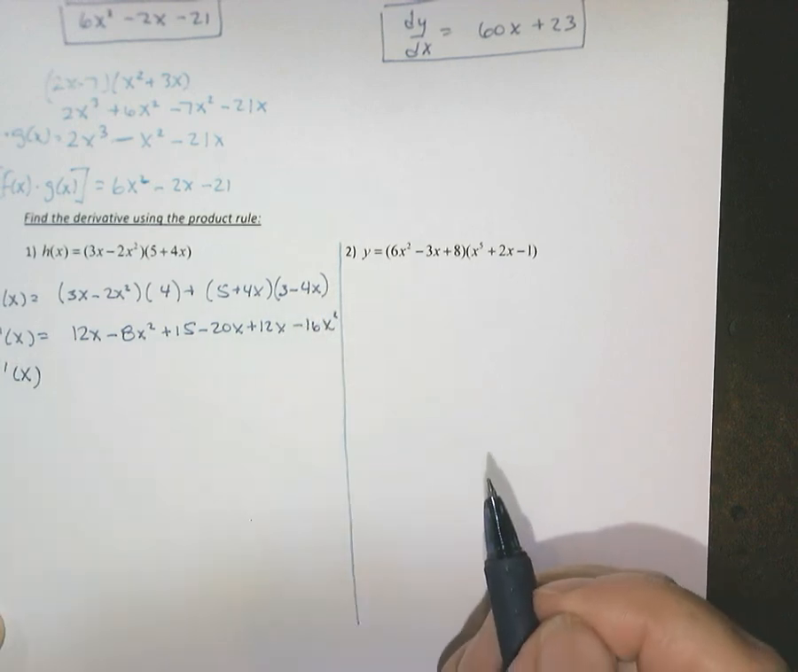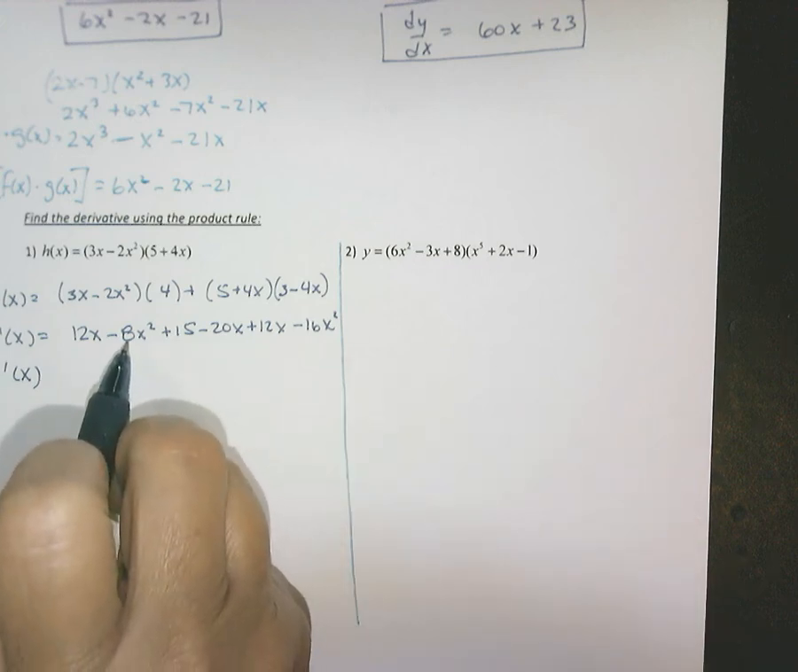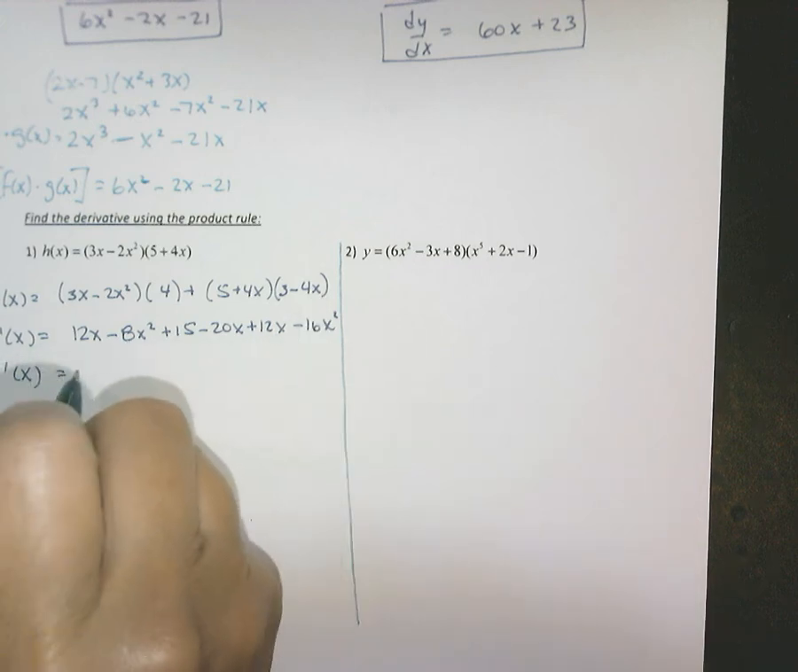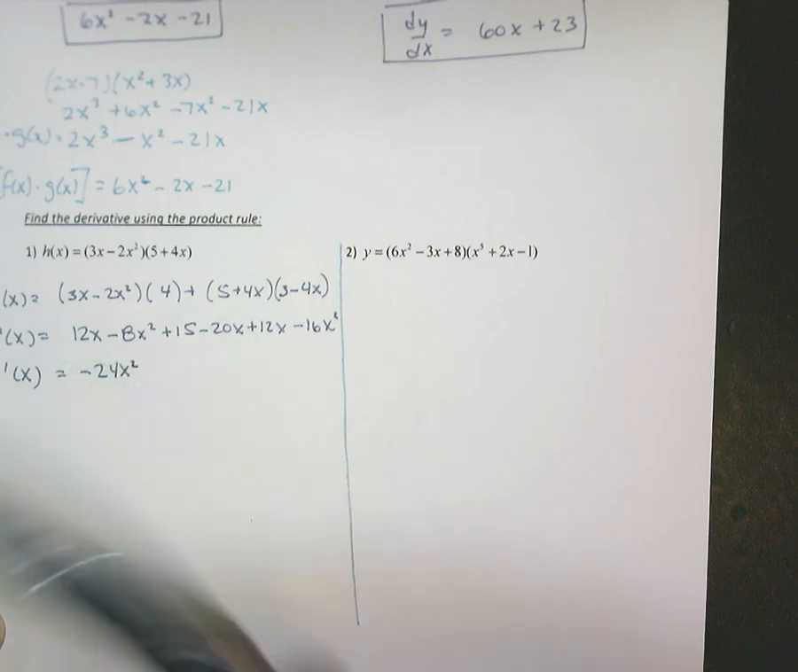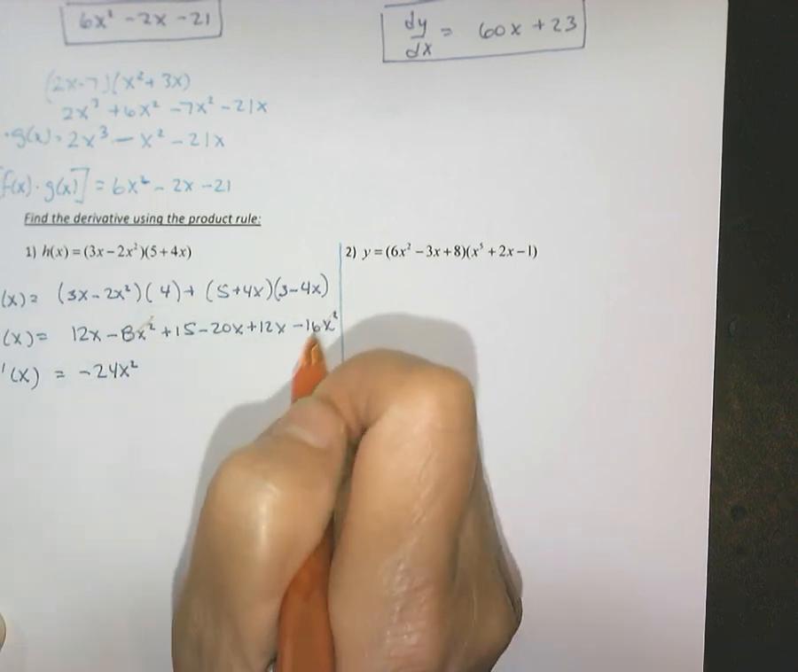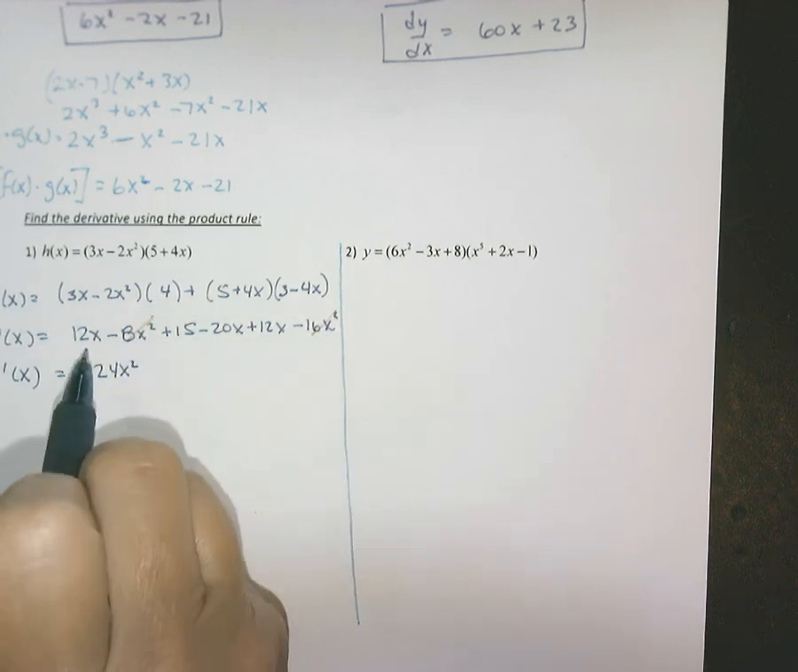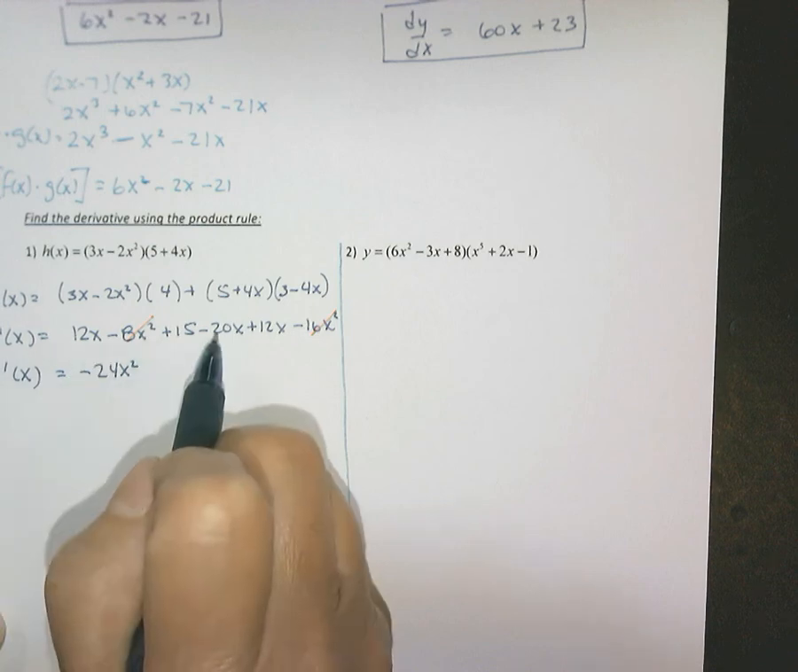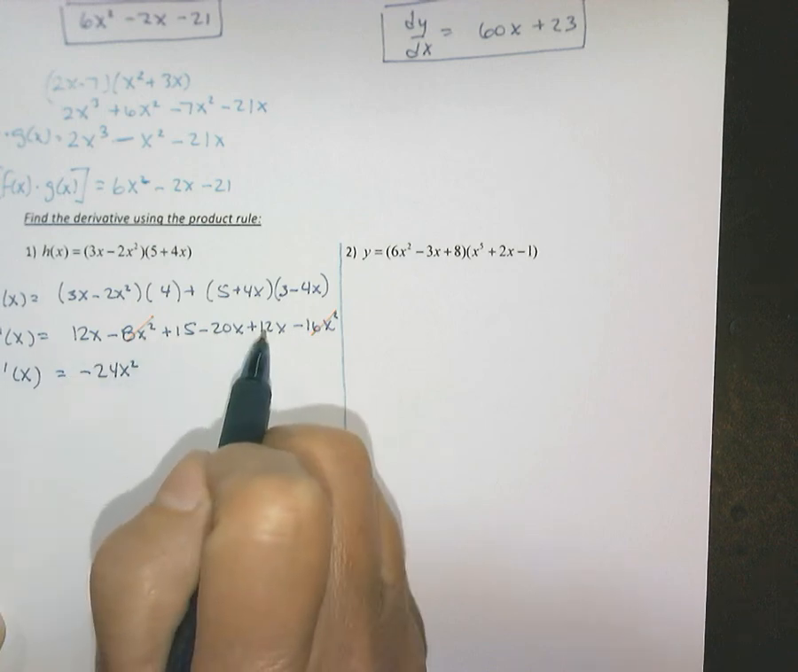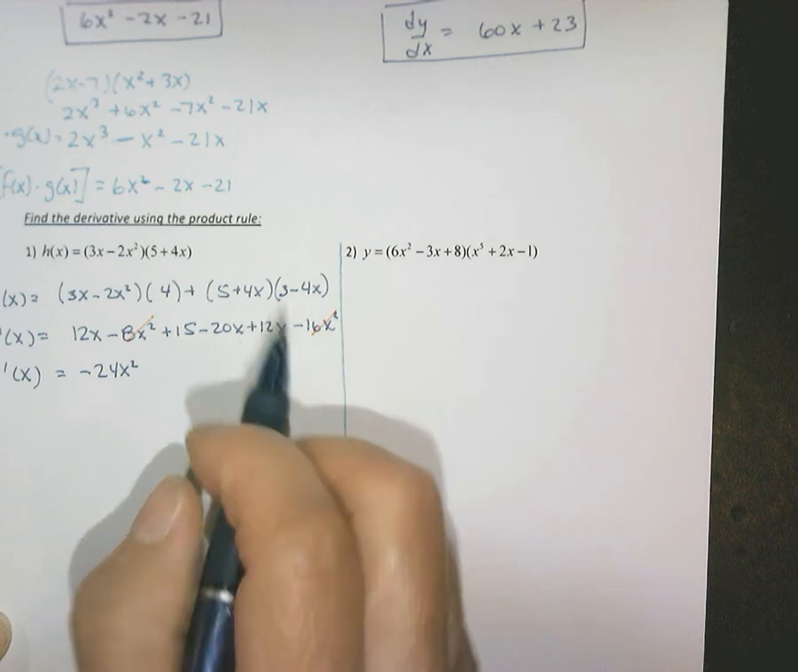Start combining like terms. I'm going to look at my x squareds first. So I have a negative 8 and a negative 16. That gives me negative 24x squared. Combine my x's. I have a 12x and a negative 20x, which gives me negative 8. Negative 8 plus 12 gives me plus 4x.